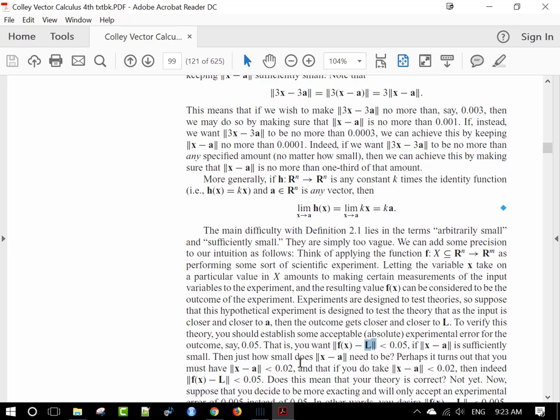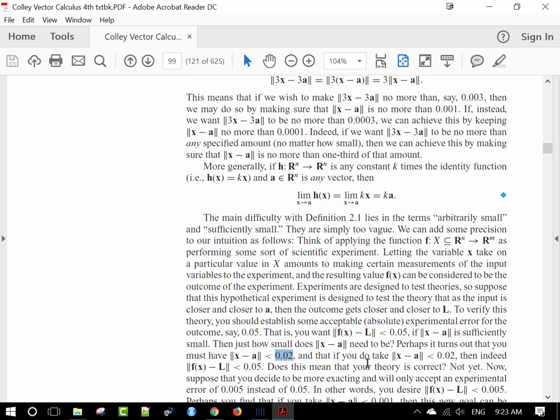Then just how small does this need to be? Perhaps it turns out that you must have x this close to a, and that if you do take x this close to a, then this will always be within this range. Does this mean that your theory is correct?